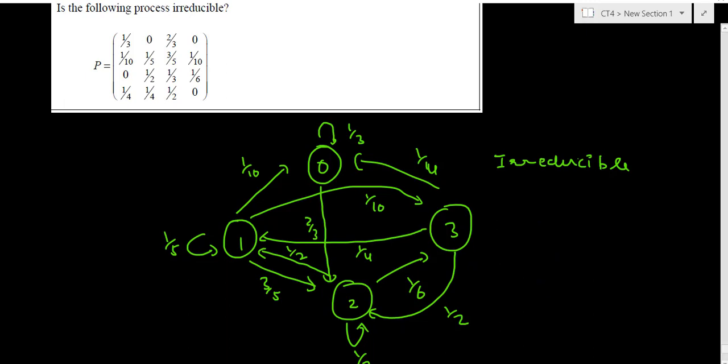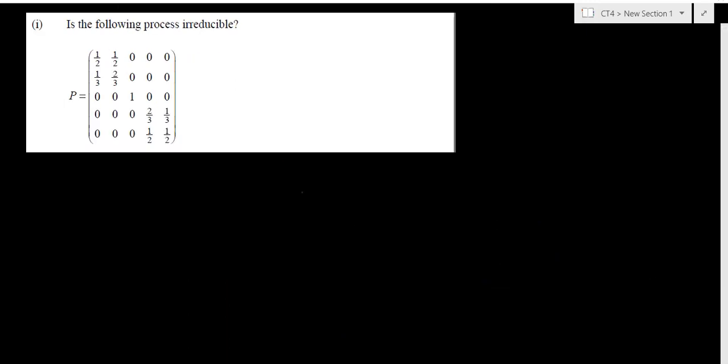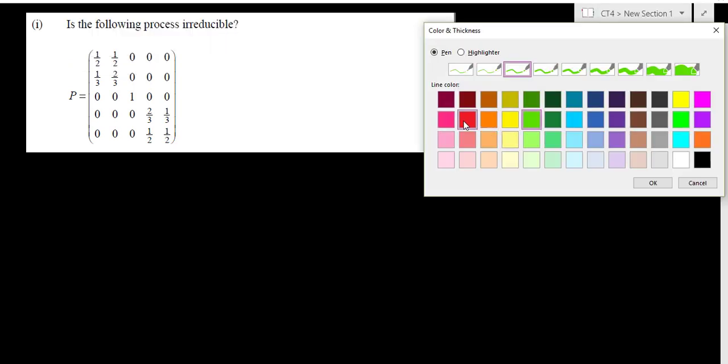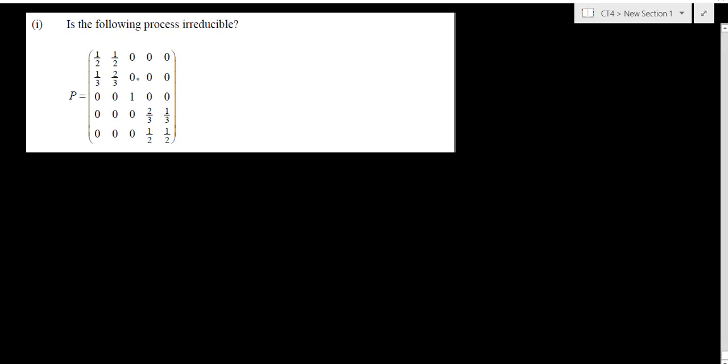Let's take another example now. Okay, so the next example question is this one, and this again asks us: the chain given by the following transition matrix, is it irreducible? That is what we want to check here. All right, so let's do that.